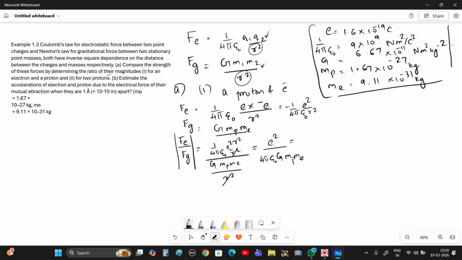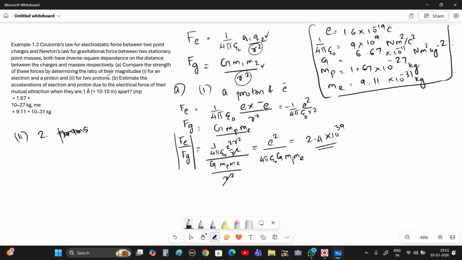In this equation, once you have done the calculation, the answer will be 2.4 into 10 raised to 39. Since it is a ratio, it has no unit, but the answer is 2.4 into 10 raised to 39. This is the answer for the first part, the A part, first one. In the same way, they are asking for the force between two protons.